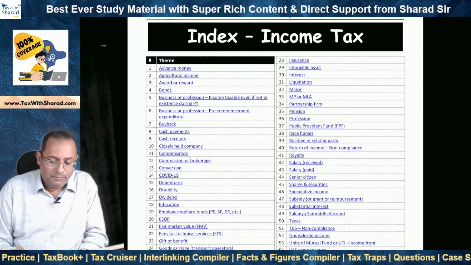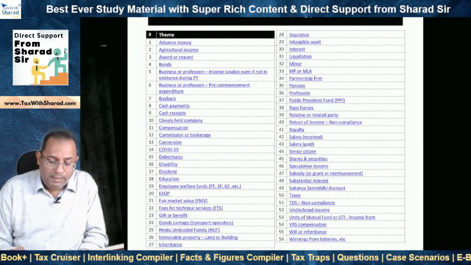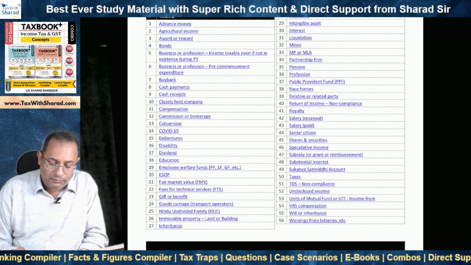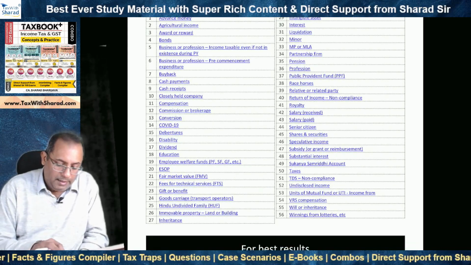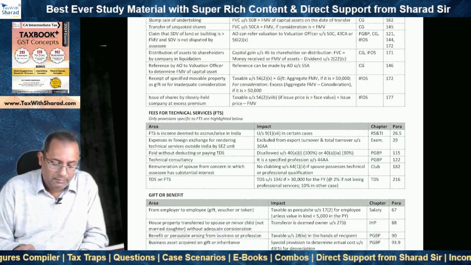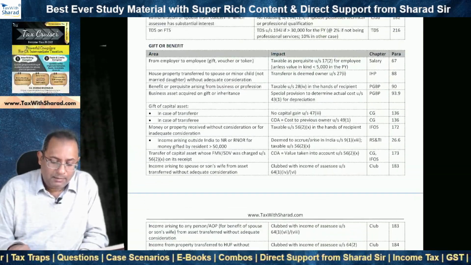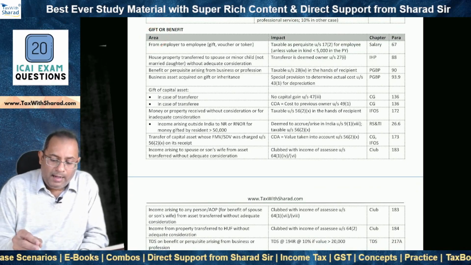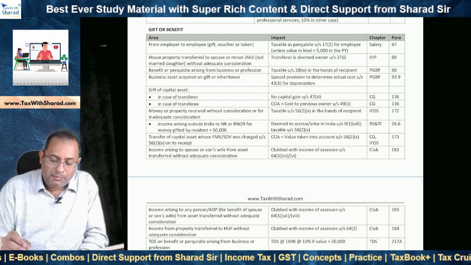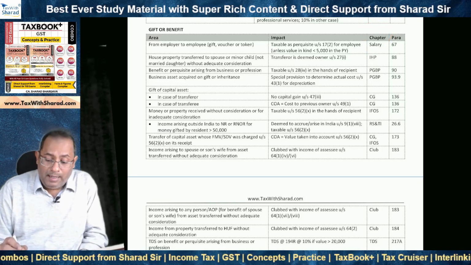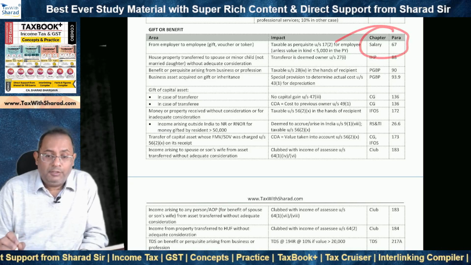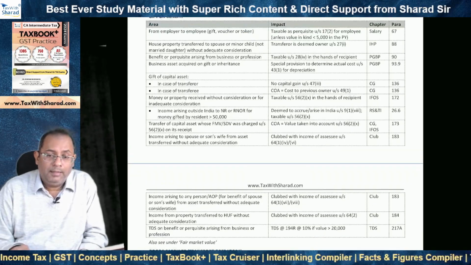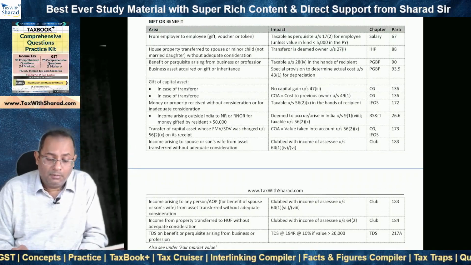So you see the first compiler, the first section is on income tax. You have all these themes, 56 themes and all, right? So for example, if you look at the theme of gift or benefit, these are all the various angles that you need to keep in mind. These are the areas and the impact which each area has. And the best part is, it is also given in which para and in which chapter of TaxBook Plus you will find these. So you can quickly cross-link all these interlinkages with your main TaxBook Plus on concepts.